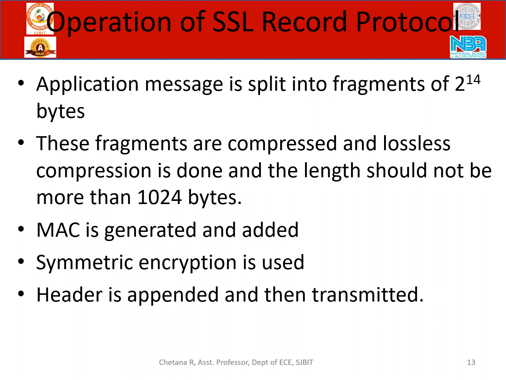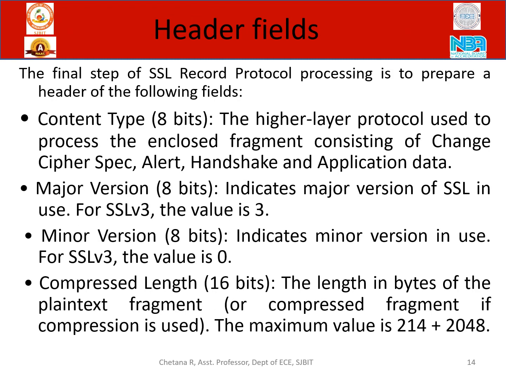We will see the explanation of the previous diagram. The application message is split into fragments of 2 to the power of 14 bytes. These fragments are compressed using lossless compression, and the length should not be more than 1024 bytes. The MAC code is generated, the symmetric key is used, and the header is appended. So what are the contents of the header fields? Next we'll see how the header fields look.